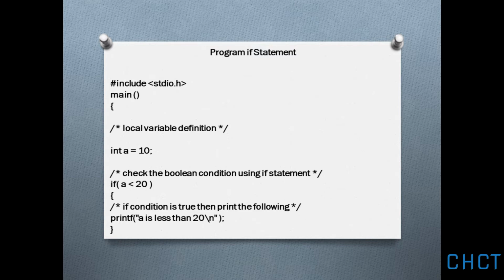If the condition is true, then the next printf statement will be executed, else it will go outside the curly brackets. As in the previous statement, the value of a was assigned as 10, so the condition is true and the next coming printf will be executed. Inside the printf, "a is less than 20" is printed on the screen.